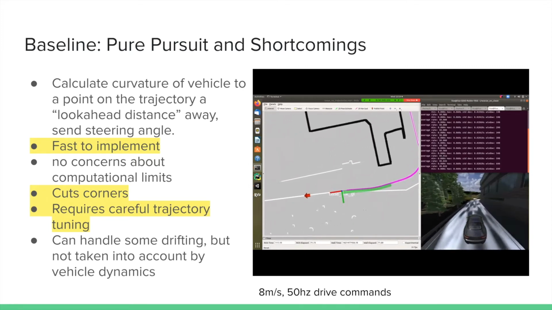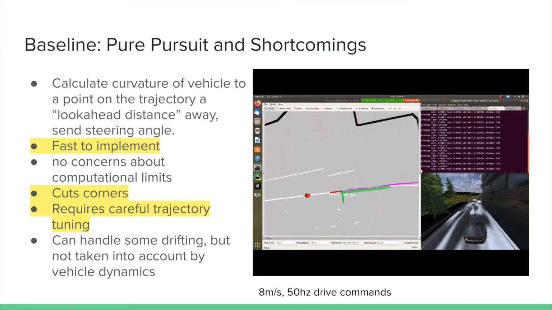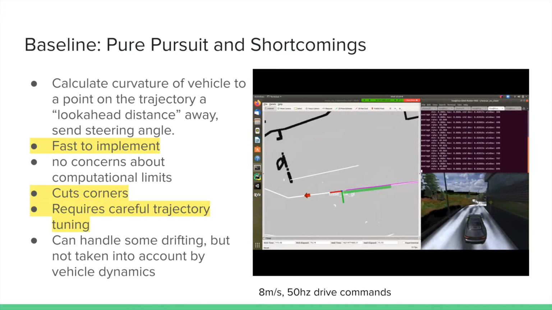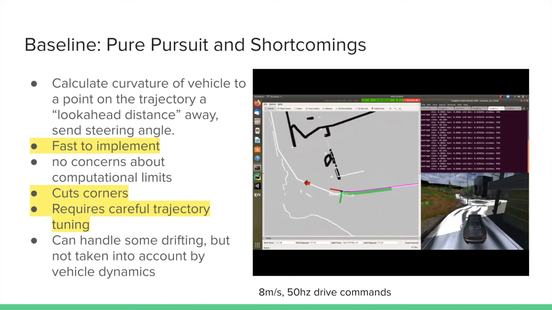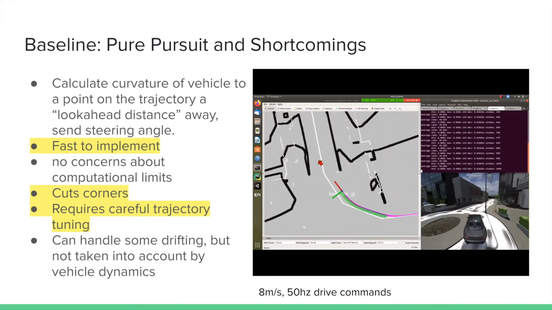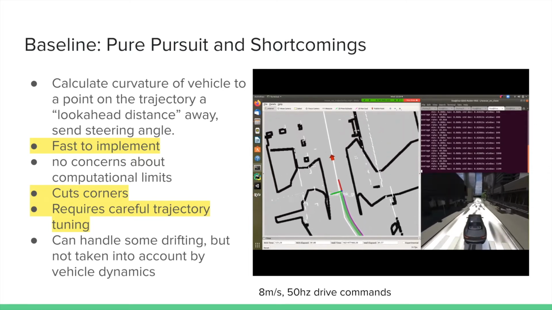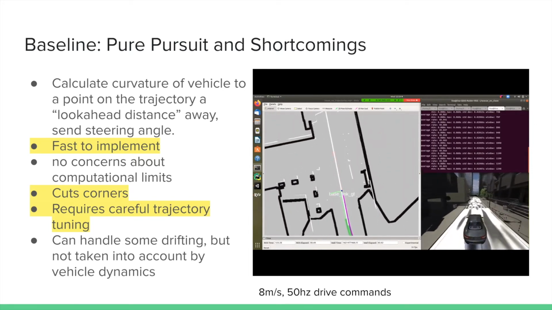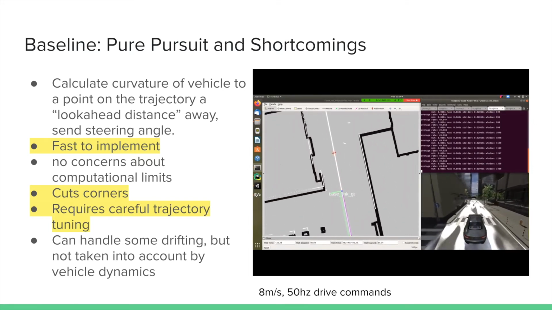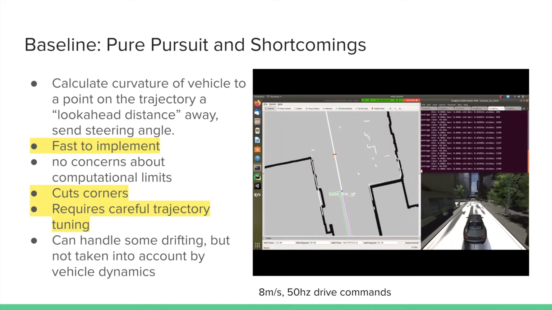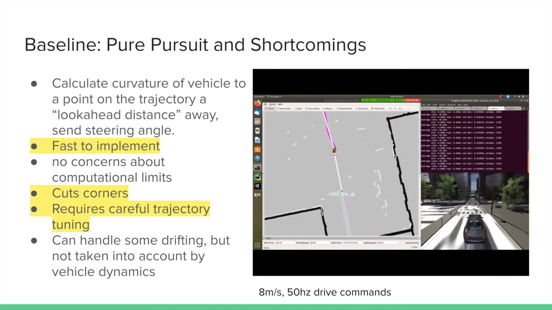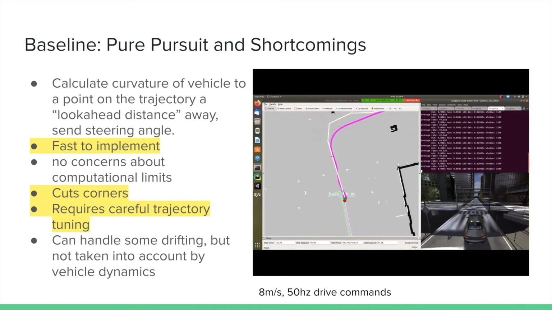As you can see in the corners, I had to design my trajectory to purposefully overshoot the corners in order for the vehicle to not cut the corners short and collide with obstacles. Pure Pursuit can handle some drifting, but it also does not take into account the true vehicle dynamics and wheel slip because it uses the kinematic bicycle model.